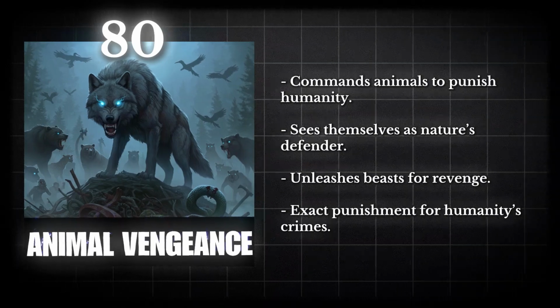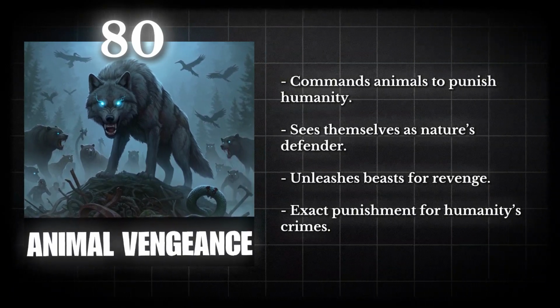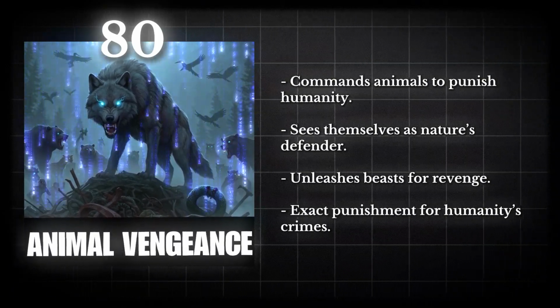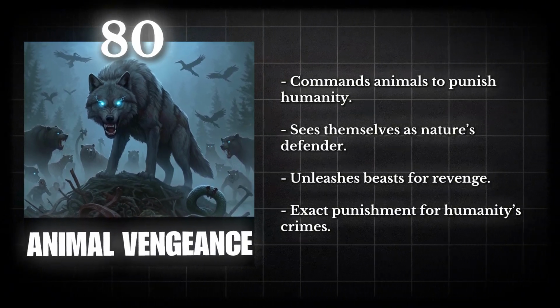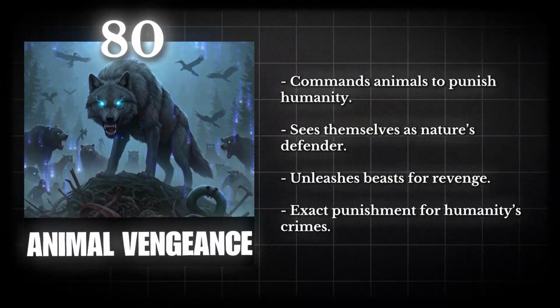80. Animal vengeance. The villain commands animals to punish humanity for deforestation, hunting, or pollution. They see themselves as nature's defender, unleashing beasts to exact revenge for humanity's crimes.